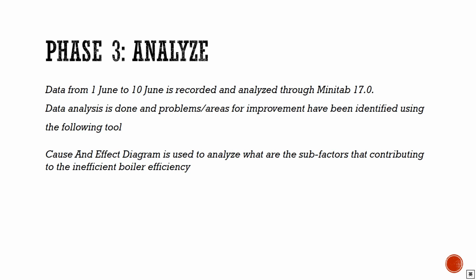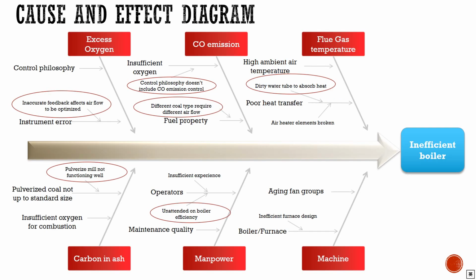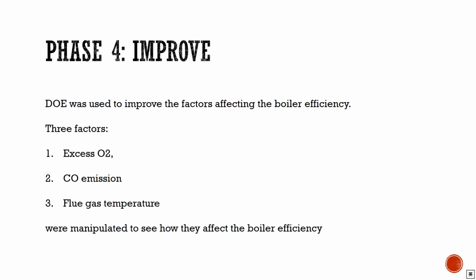In the third phase, we are doing the analysis. We are using a cause and effect diagram, and we can see that there are a lot of factors that contribute to the inefficient boiler, and some of the problems such as inaccurate feedback affecting the airflows, which comes from the instrumentation fault, and also the dirty water tube surface that prevents the furnace from absorbing heat. So these will be the sub-causes that may contribute to the inefficient boiler.